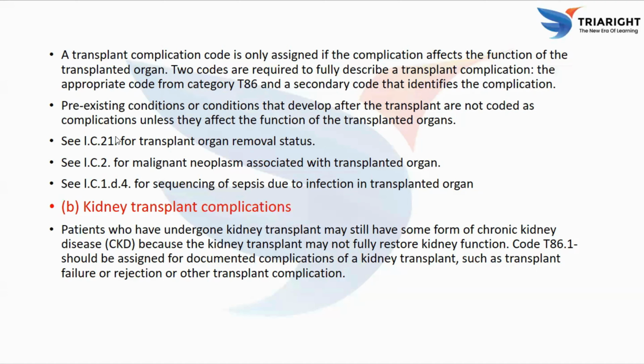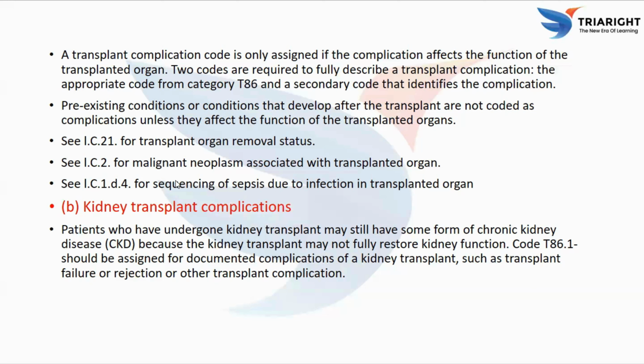In the next section, IC2 for malignant neoplasm in transplanted organ. So cancer arising in the transplanted organ. So you have to code first the malignancy code. Then you have to add the transplant status or complication code if available.